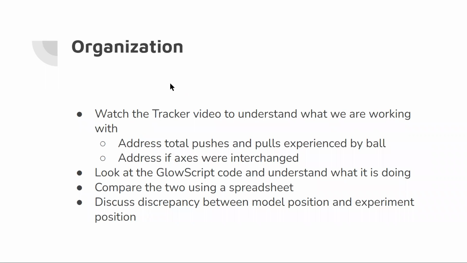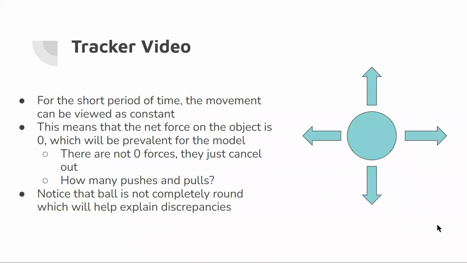So the organization of this lab report is essentially this. First, we'll watch a tracker video to understand what we were working with. And while doing that, we will address the total pushes and pulls experienced by the ball and also address if the axes were interchanged. Then we'll look at the GlowScript code and understand what it is doing. Then we'll compare the two using a spreadsheet. And then we'll also discuss the discrepancy between the model position and the experimental position. So first, let's look at the tracker video.